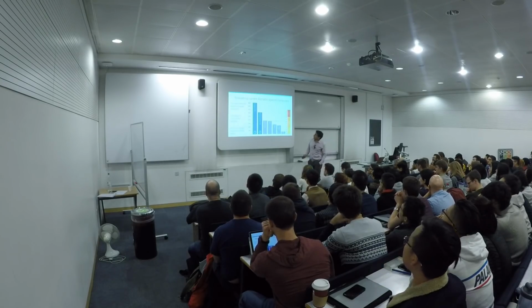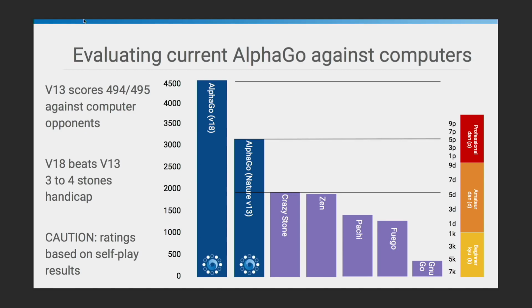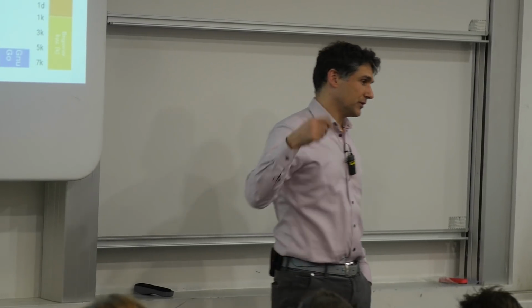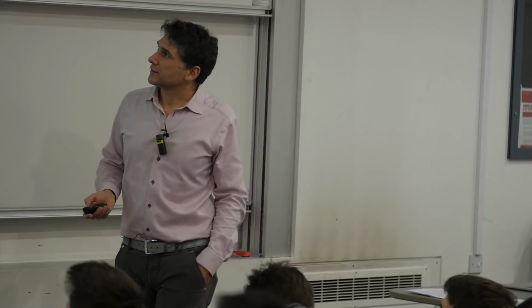And then, as you probably know, this AlphaGo turned out to be much better than the existing programs at the time, which were only at strong amateur level, whereas AlphaGo, the early version, went into professional territory and eventually beat the strongest player in the world at this game.